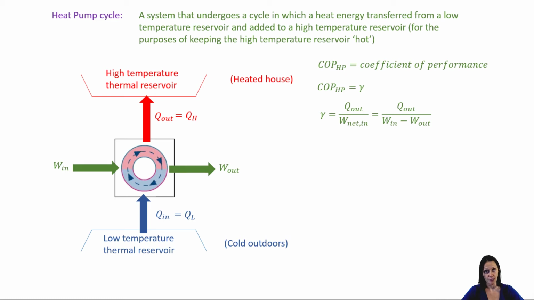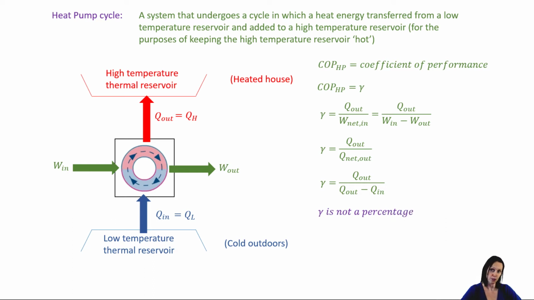What I'm interested in is heating my house, so that's my Q_out. And what I have to put into it is work net in. If your work out is 0 for this particular cycle, then your work net in is just work in. And of course, you can put that in terms of just Q_outs and Q_ins if you'd like to. Just like the coefficient of performance for a refrigeration cycle, the coefficient of performance for a heat pump cycle is just a number. It's not a percentage like the thermal efficiency for a power cycle.